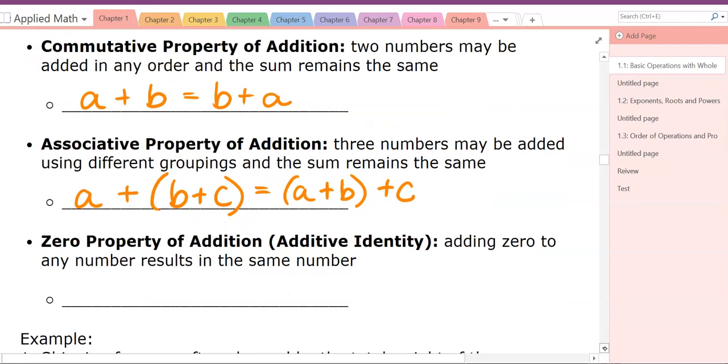The zero property of addition, also known as the additive identity, is when you add 0 to any number, it's going to result in the same number. So if I take A plus 0, I'm still going to be left with A.